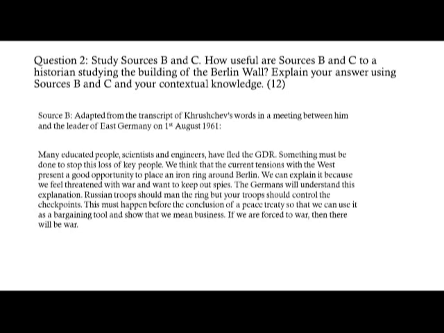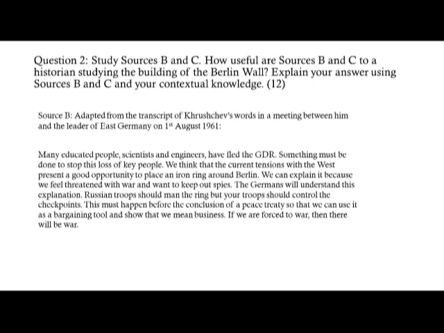The Germans will understand this explanation, he says. Russian troops should man the ring, but your troops, and he's talking specifically to the leader of the GDR, should control the checkpoints. Okay, so there's going to be Soviet military involvement, but not to the extent where it looks like it's Russia pushing this. They're going to sort of dress it up as the German soldiers will control the checkpoints.